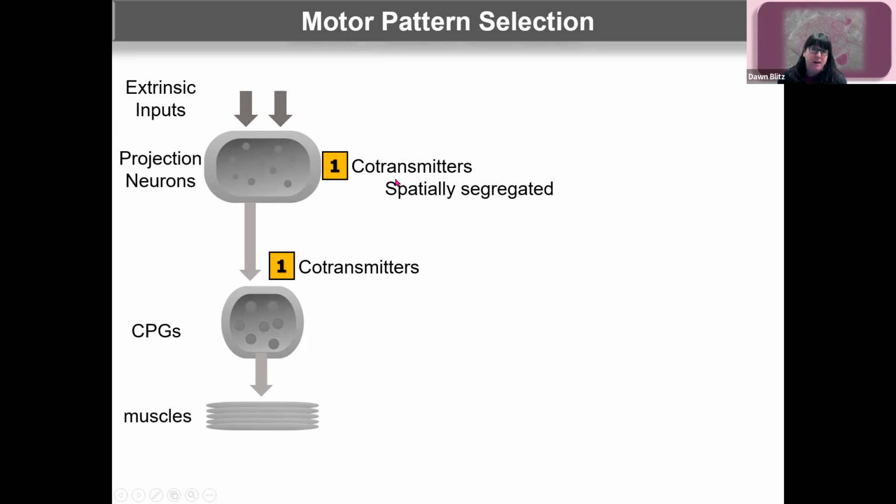And then one other thing to come from this work is that the function of co-transmitters can be spatially segregated. And Mikey's lab has gone on to do some really nice work, even at individual arbors, on how different co-transmitters can be separately regulated. All right, so this is a really super quick summary of work in Mikey's lab.